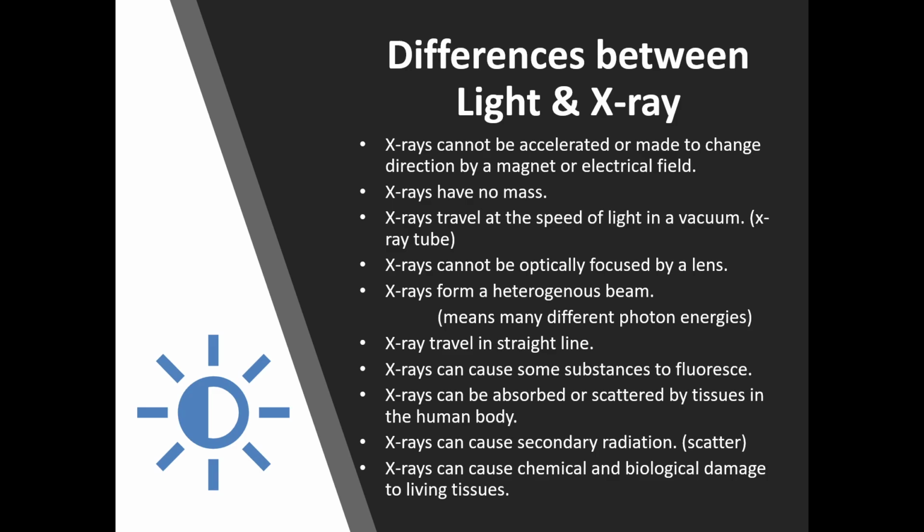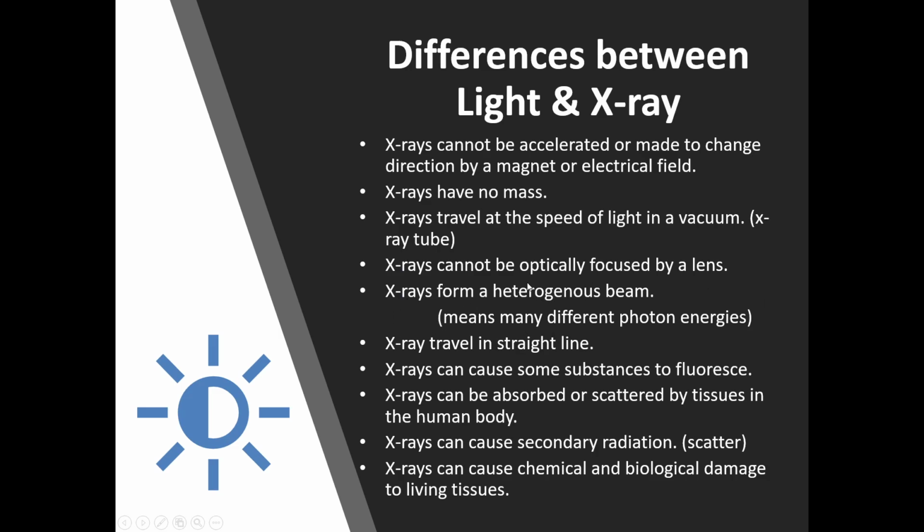X-rays have no mass. They travel at the speed of light in a vacuum, meaning with no air resistance to interact with, they will still travel at the speed of light. They can't be focused by a lens. That's one thing that light can do that X-rays cannot. So if you think about our Pink Floyd album covers, you take that normal white beam of light and turn it into a rainbow. X-rays don't do that sort of thing. They don't change direction when sent through a prism.